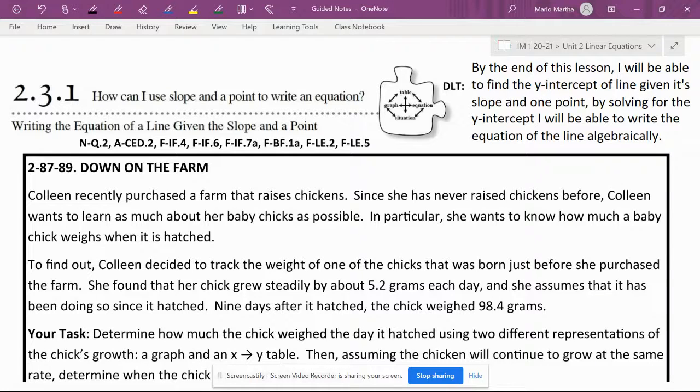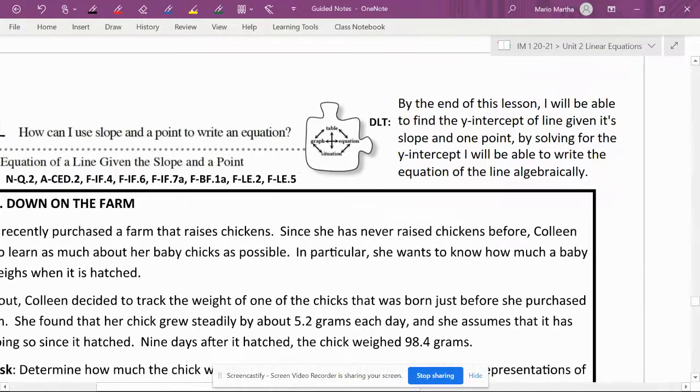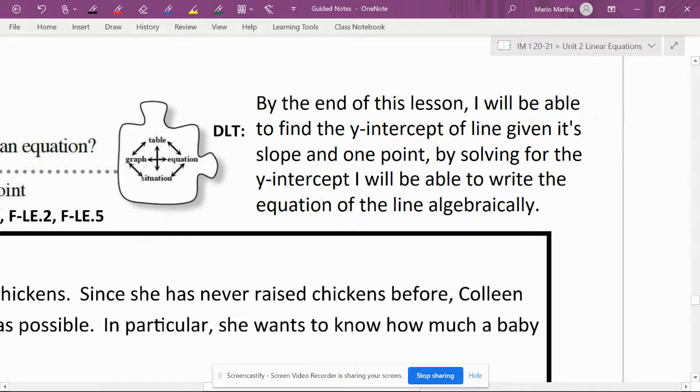This is IM1, section 2.3.1. How can I use slope and a point to write an equation? Today's learning target: by the end of this lesson, I will be able to find the y-intercept of a line given its slope and 1 point. By solving for the y-intercept, I will be able to write the equation of the line algebraically.